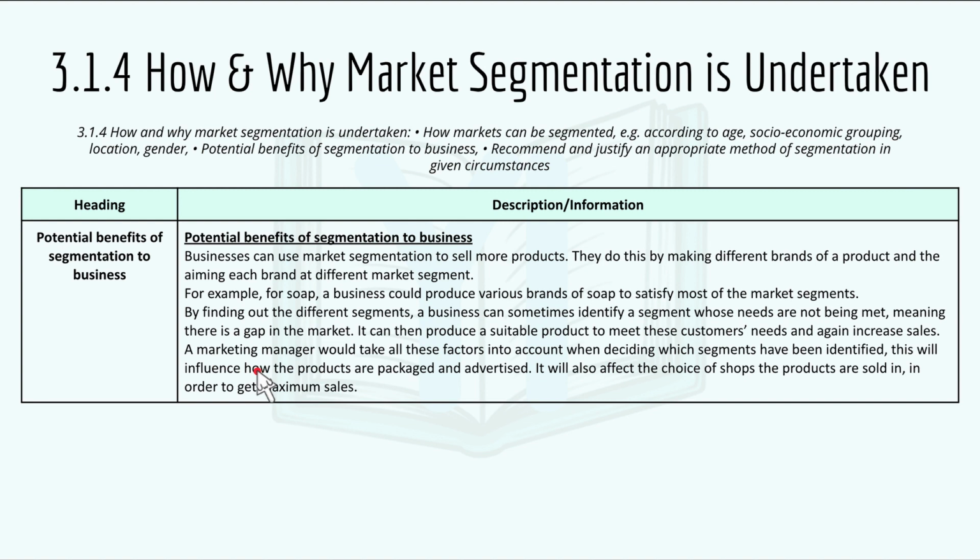A marketing manager would take all these factors into account when deciding which segment has been identified. This will influence how the products are packaged and advertised. It will also affect the choice of shops the products are sold in, in order to get maximum sales. For example, you wouldn't sell jewelry in a supermarket. You would sell jewelry in a high-end shopping mall or any high-end shops.